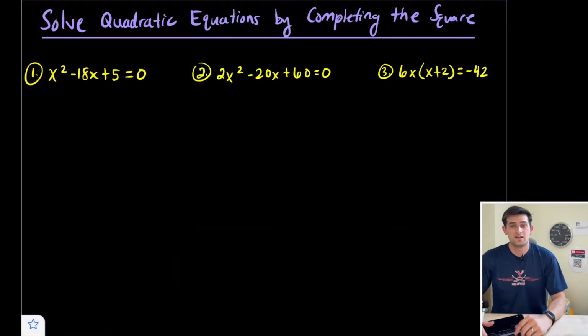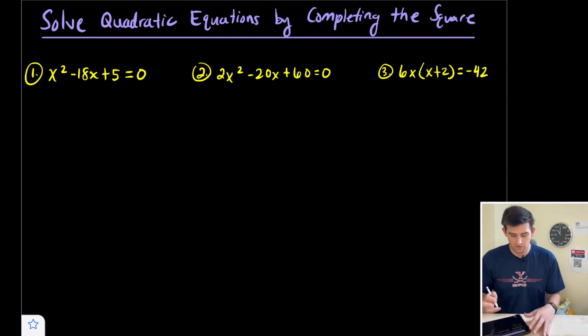In this video, let's talk about how to solve quadratic equations by completing the square. So we're just going to jump right into it. If you want to know more about what it means to complete the square, you can check out the video in the description below. For number one, we have x squared minus 18x plus 5 is equal to 0.